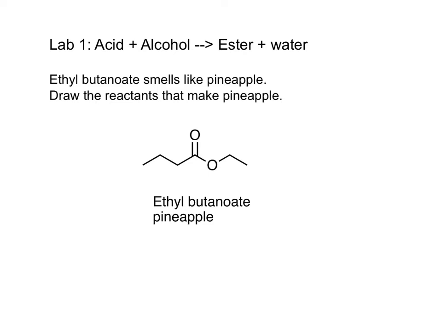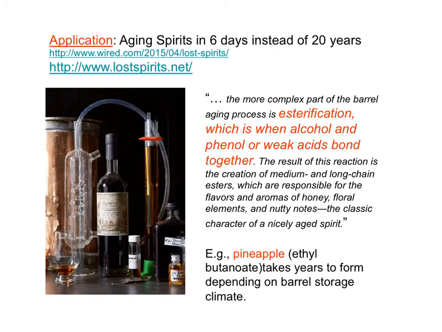Stop the video and draw the structures of the acid and alcohol to make this ester. And the answers are: note that this bond forms to make the ester, and these bonds break in the acid and alcohol. Distilled spirits are aged for years, so those smells and flavors can develop in the barrel. Some of those flavors and smells are esters. A company figured out a way to accelerate the aging process in days instead of years. This was done by changing the conditions of the reaction.